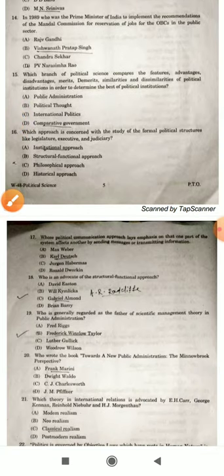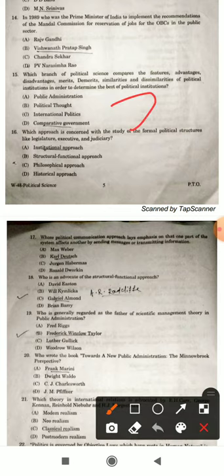Question number 15. Which branch of political science compares the features, advantages, disadvantages, merits, demerits, similarities and dissimilarities of political institutions to determine the best political institution? Answer is D. Comparative government.